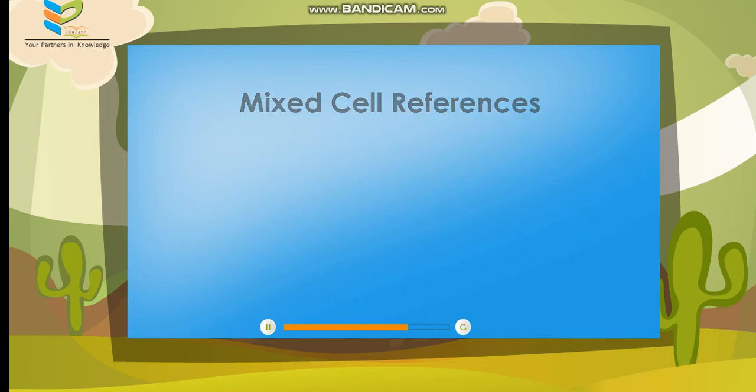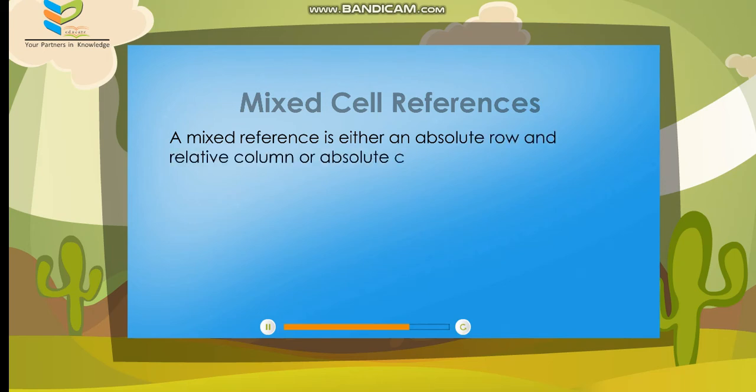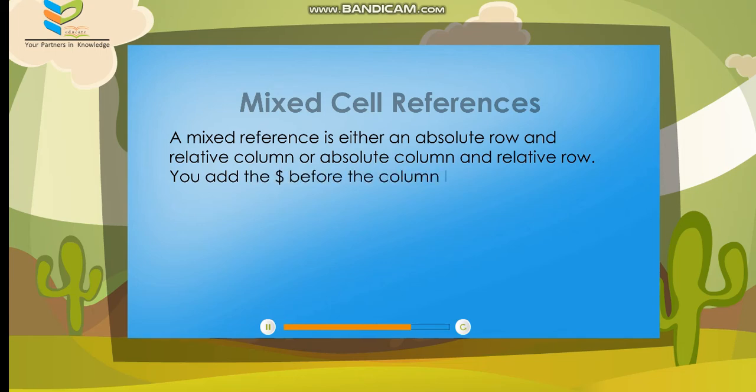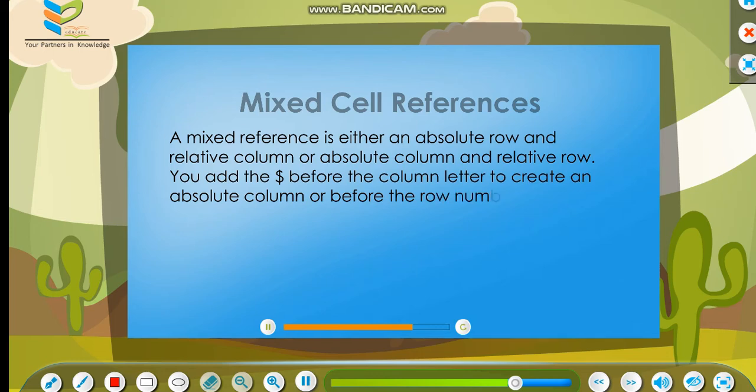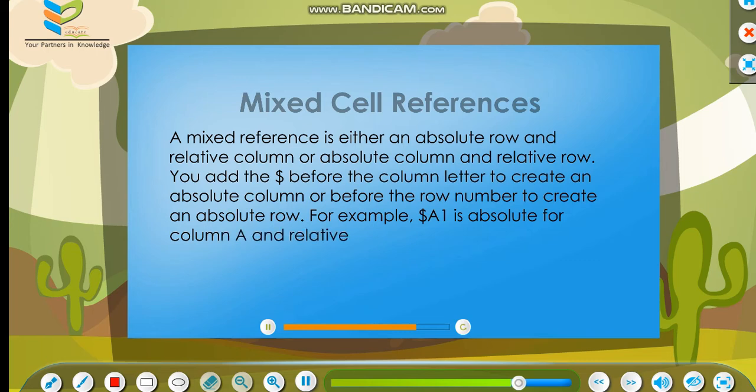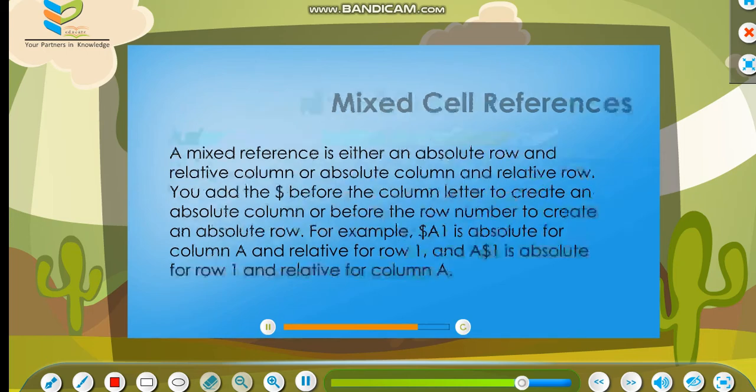Mixed cell references. A mixed cell reference is either an absolute row and relative column, or an absolute column and relative row. You add the dollar sign before the column letter to create an absolute column, or before the row number to create an absolute row. For example, $A1 is absolute for column A and relative for row 1, and A$1 is absolute for row 1 and relative for column A.